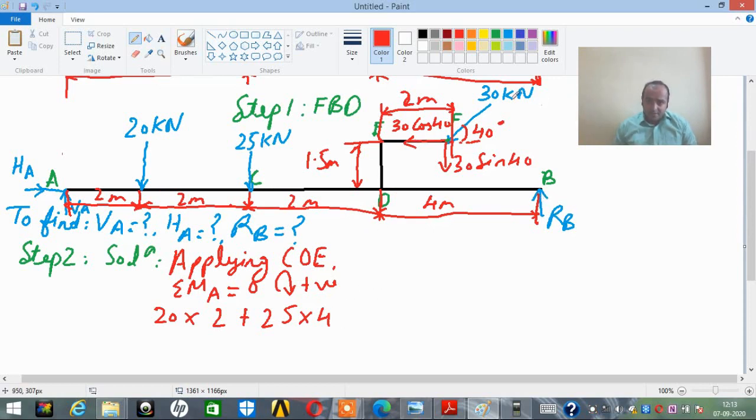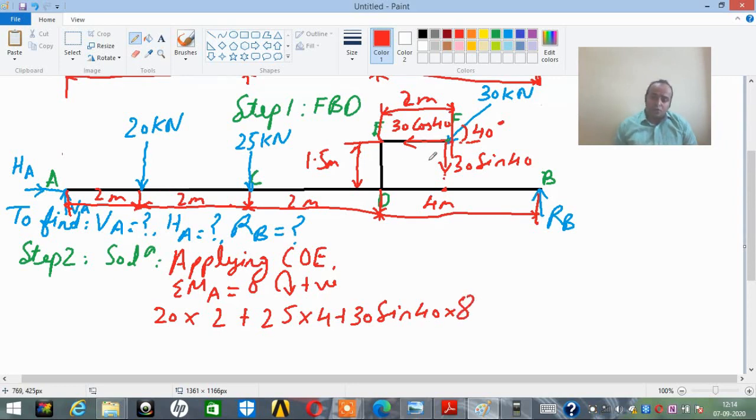Now we need to understand, friends, this 30 kilonewton, as we have resolved it at point F. So now 30 sine 40, if I just mark this line, it will be acting at this point by the principle of transmissibility of force. Since it's a vertical component, from point A its perpendicular distance will be 2 plus 2, 4 plus 2, 6 plus this 2. So that is why it will be 8. So it will be plus 30 sine of 40 into 8.